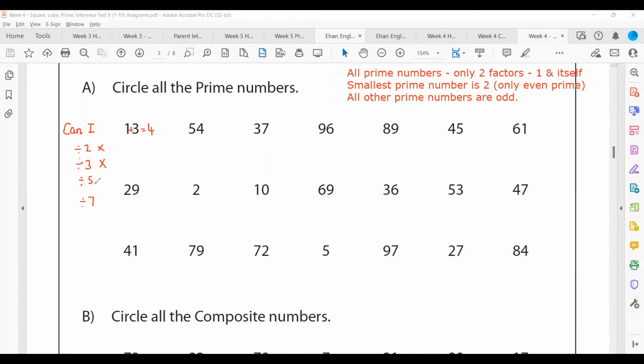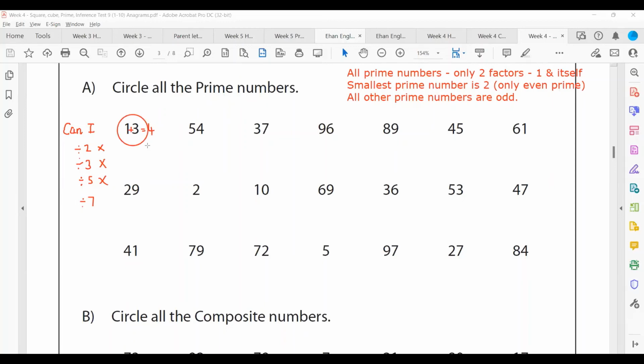The next question, can we divide by 5? Well, to be divisible by 5, the number would have to end in a 5 or 0. So this ends in a 3, so the answer is no. Can we divide by 7? There's no kind of tricks for 7. You have to just go through the 7 times table, and we go 7, 14, so 7 goes into 14. So we know that 7 will not divide into 13 exactly. Therefore, we know that 13 is indeed prime.